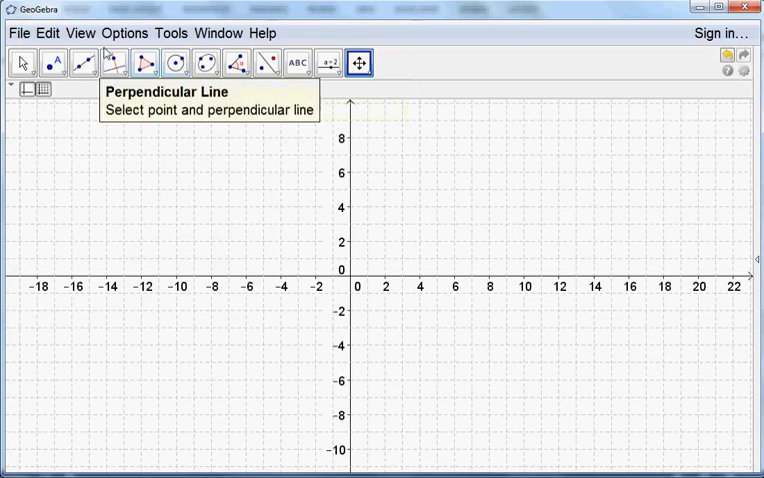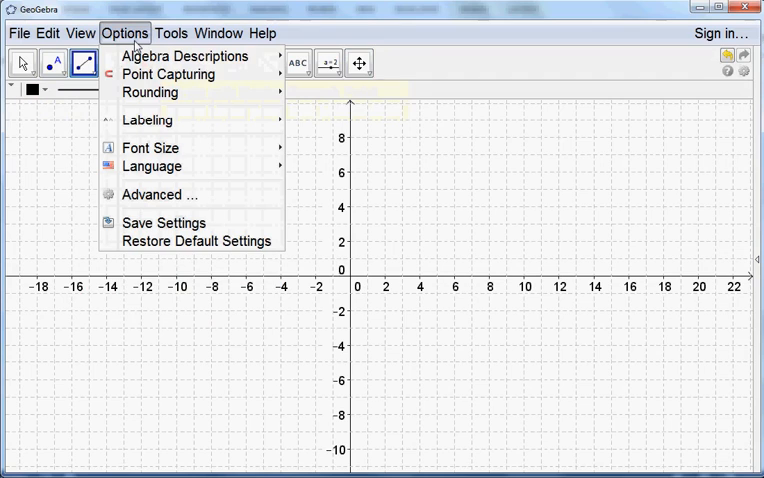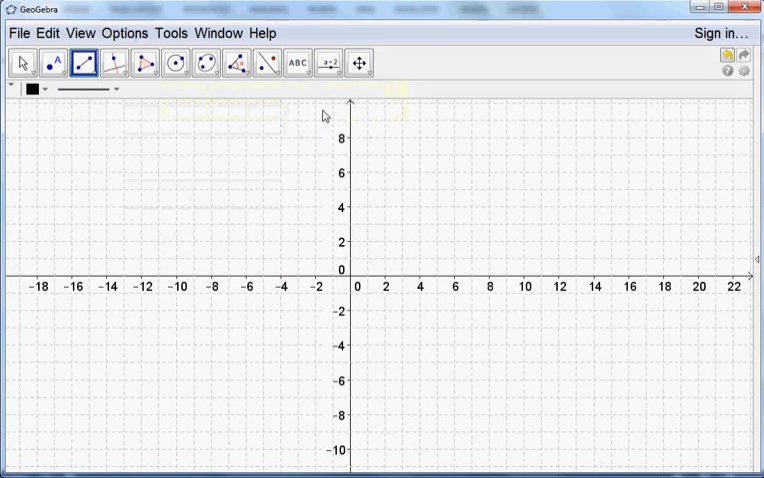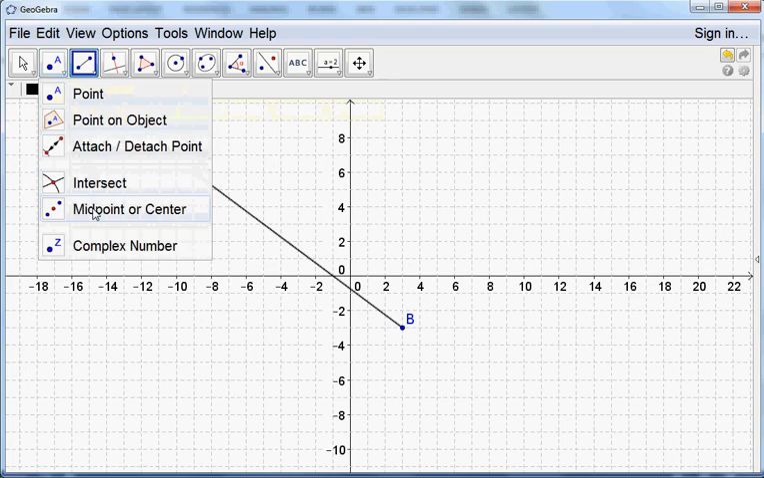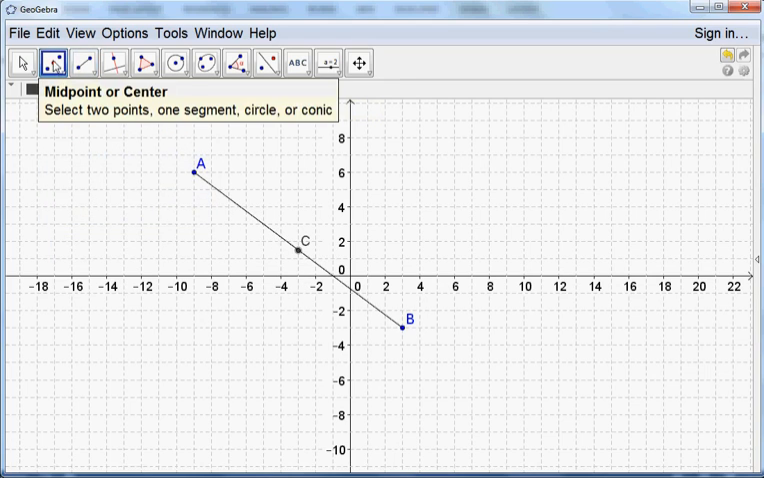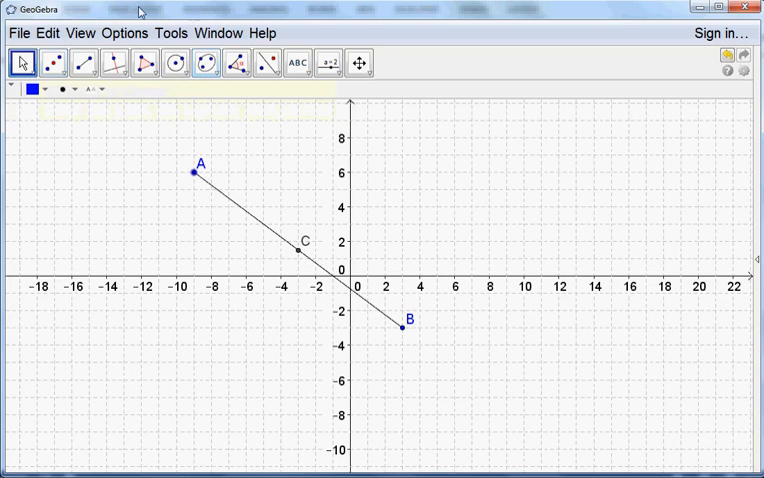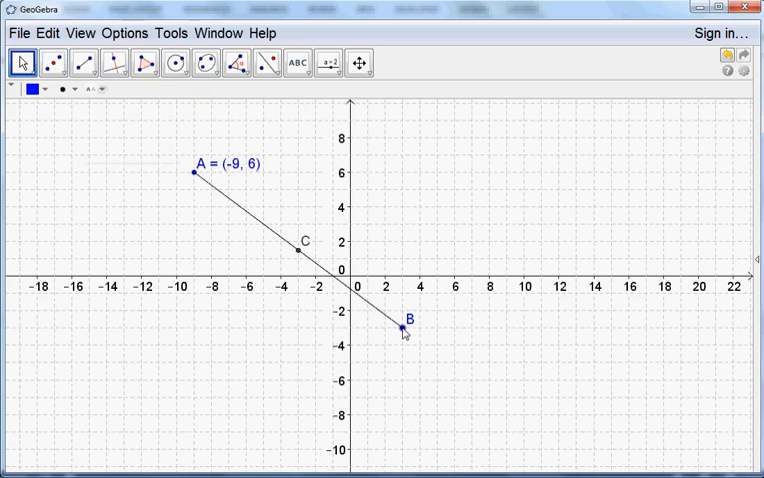Alright, so here we go. 2 points anywhere in the frame. Oh, Options, Point Capturing, Fixed to Grid is going to help us out a lot. So how about this one and that one? Alright, and then we want to plot the midpoint, so use the midpoint tool to do that. Boom. We need the coordinates of the endpoints. So here is A, and here is B.